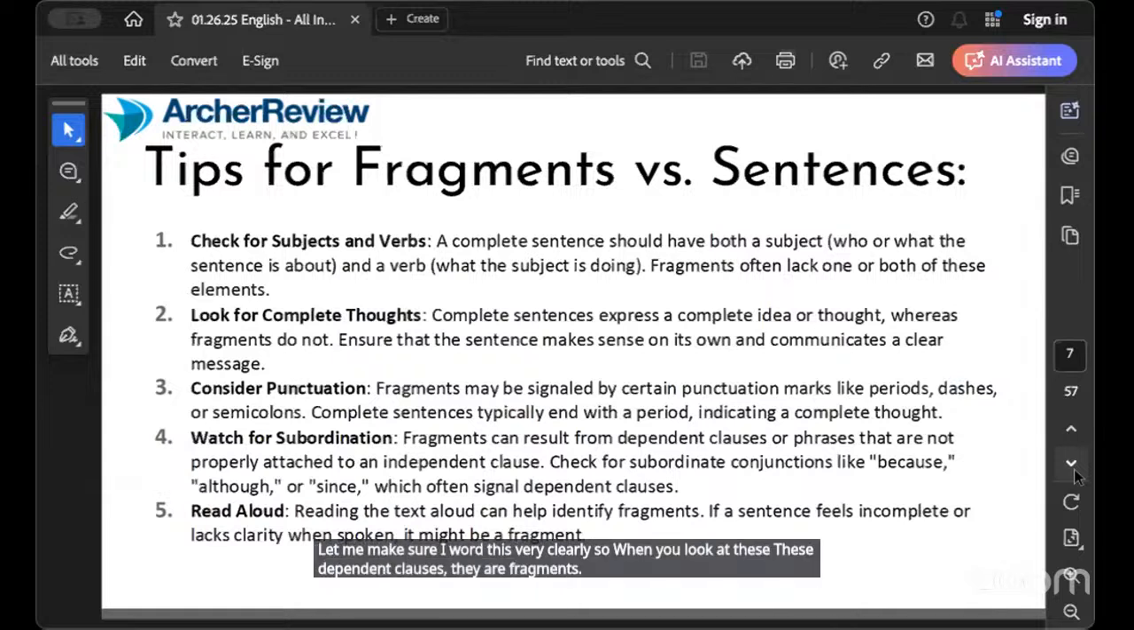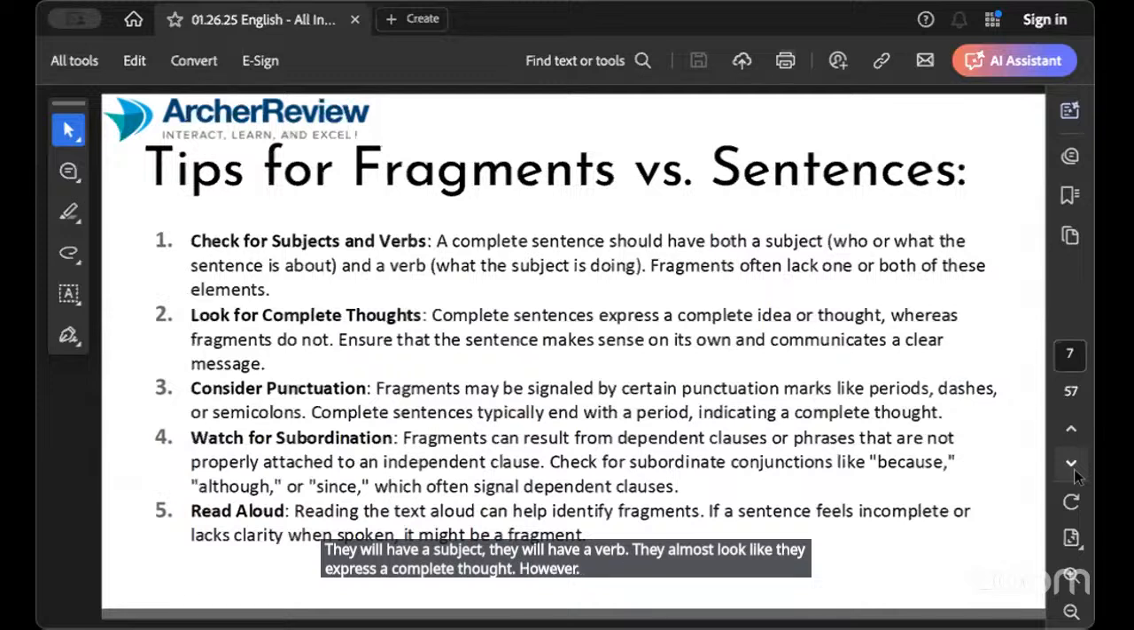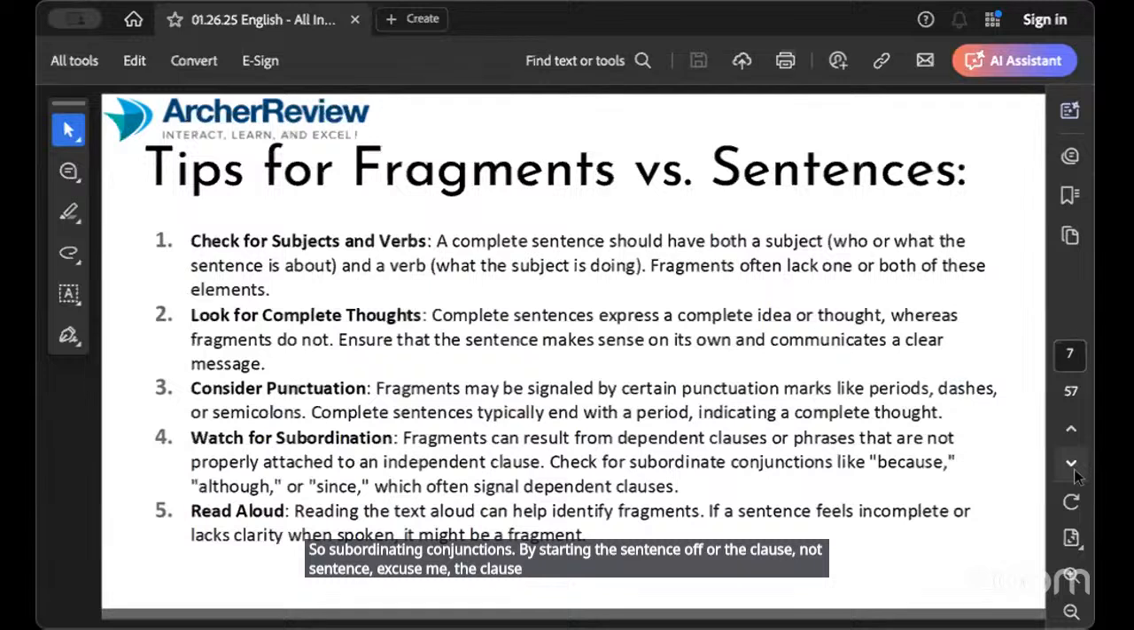They will have a subject. They will have a verb. They almost look like they express a complete thought. However, if you go back to the beginning of the sentence, there's going to be something called that subordinating conjunction. That's where we get subordination from. By starting the clause, not sentence, excuse me, the clause off with that subordinating conjunction, what you have just done is you have eliminated the possibility of a complete thought.